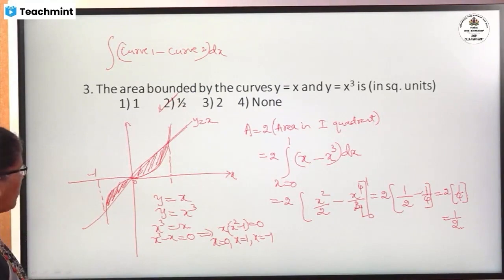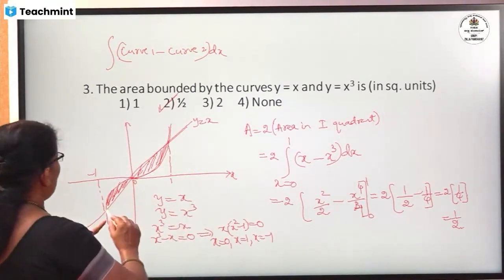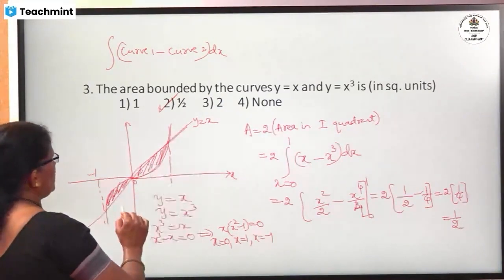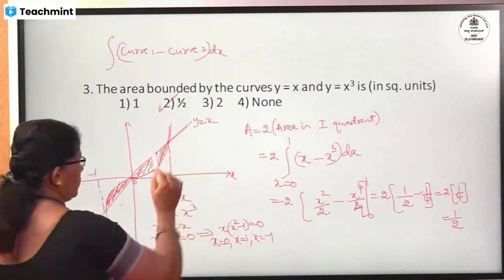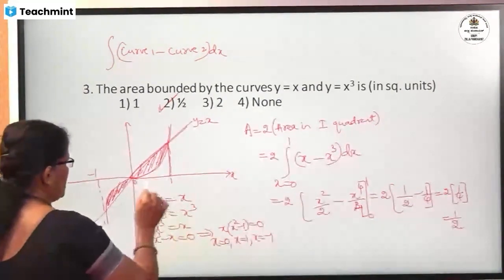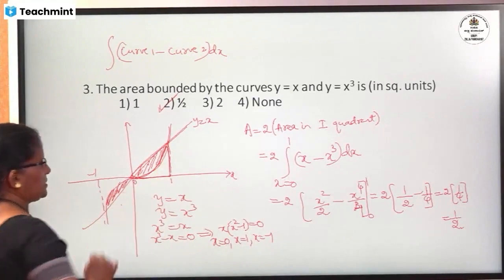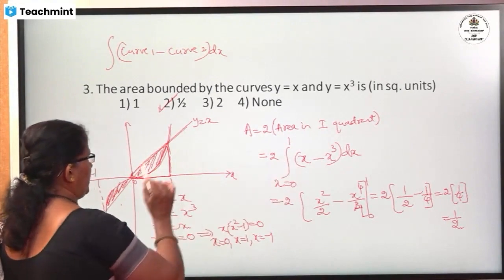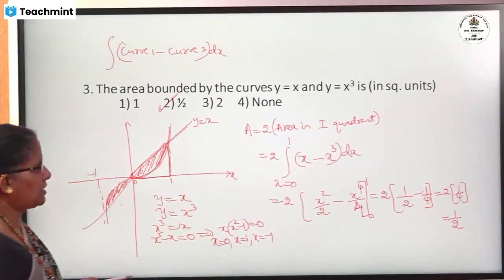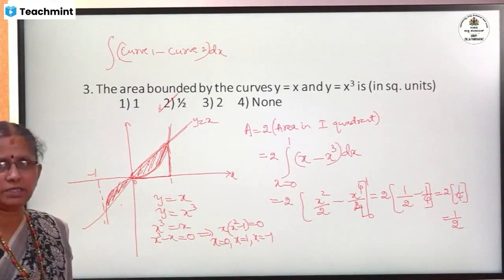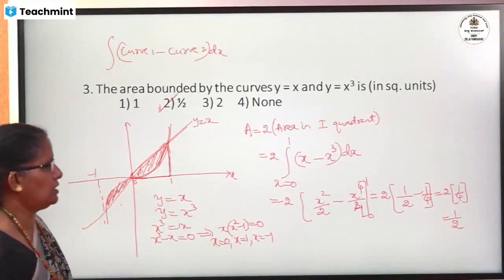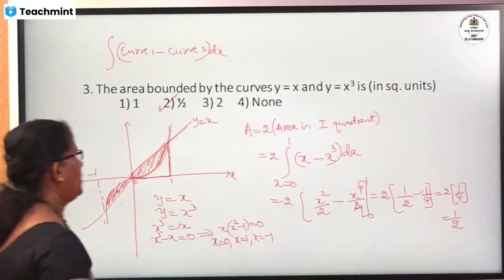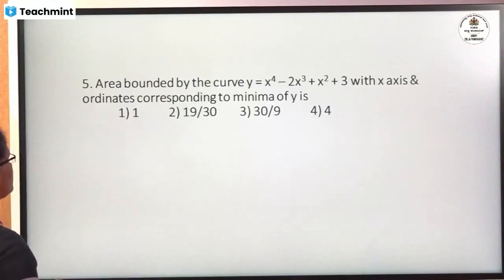I hope that I have not made any mistakes in the calculations. The area is 2 times, because I can find only this area and multiply it by 2. So 2 times the area in the first quadrant, that is area of this minus area of this. See, even this one you can find without integrating, it is the area of this triangle. Then the integral of x is x squared by 2, x cube is x power 4 by 4. So 1 by 2 minus 1 by 4 gives you 1 by 4. 2 into 1 by 4 is 1 by 2.